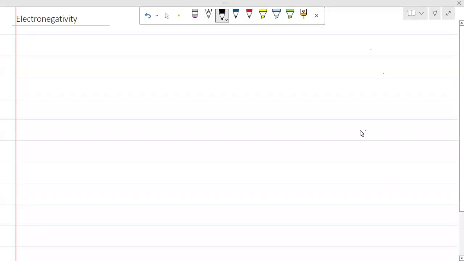This is me, Ankita, and today's topic of interest is electronegativity. We have been learning about the different periodic properties, starting from atomic sizes, ionization energy, and today we are going to discuss electronegativity. So let's start. What do you mean by electronegativity?